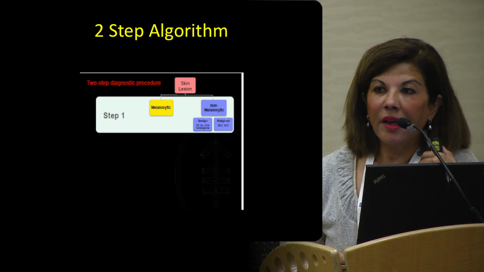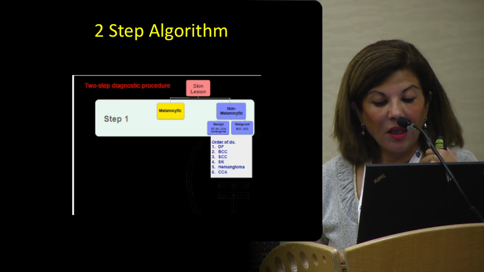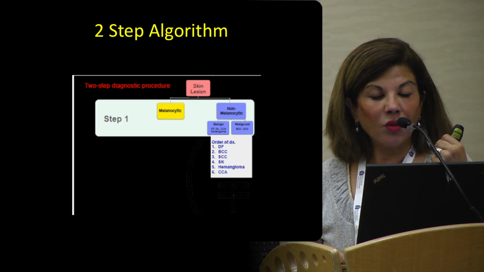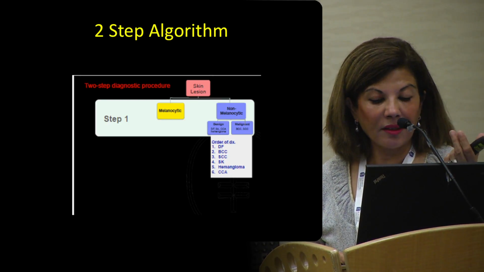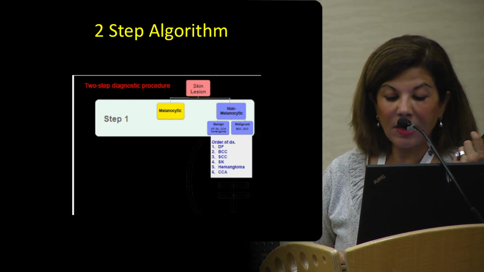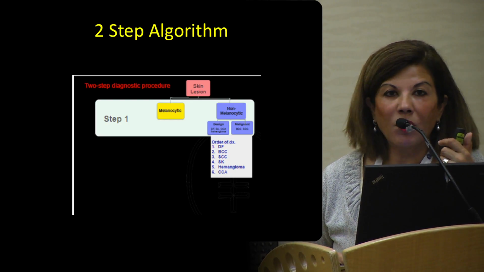non-melanocytic. And if it's non-melanocytic, is it benign or is it malignant? If it's benign, then there could be four possibilities. It could be a dermatofibroma, a seborrheic keratosis, a hemangioma, or a clear cell acanthoma, in that order of diagnosis. And if it's a malignant lesion, is it a basal cell cancer or is it a squamous cell cancer?